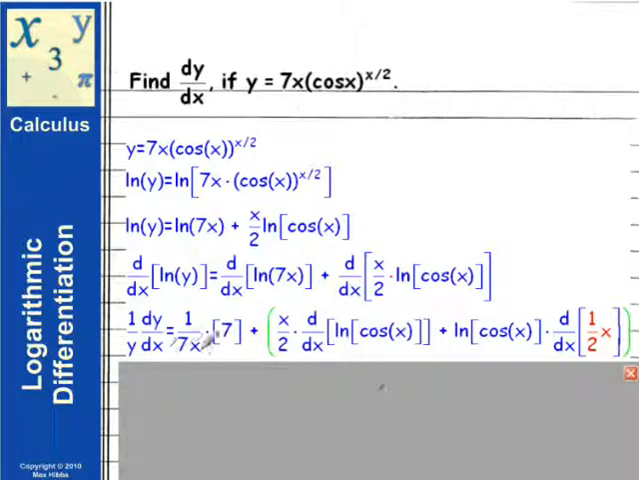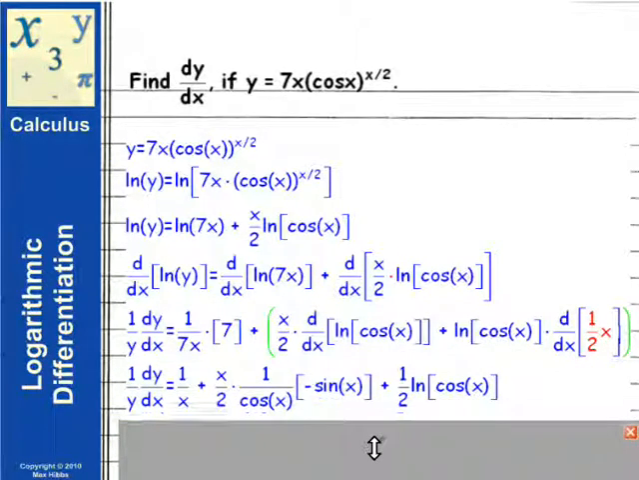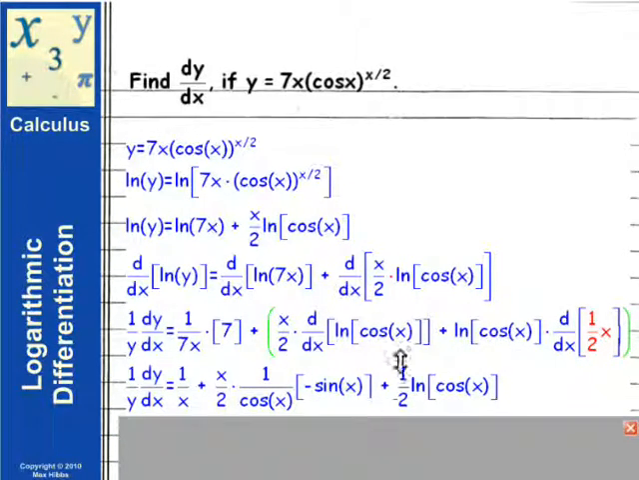Now, in the next step, in the next line, I'm going to go through and simplify here. I'm going to calculate this derivative and calculate this derivative and rewrite a little bit. So let's see that next line. So the left side hasn't changed any. Still 1 over y times dy dx. This first term, 1 over 7x times 7, clearly simplifies to 1 over x, and that's what I've written here.